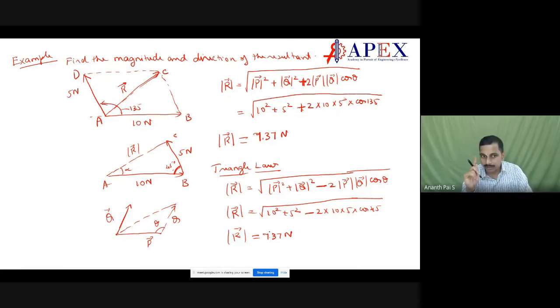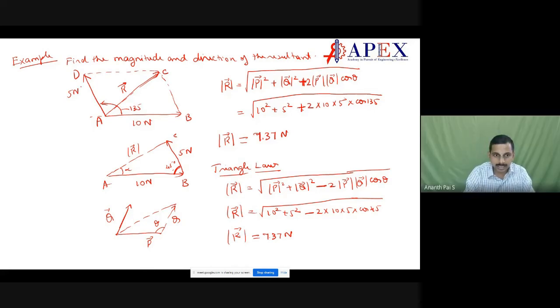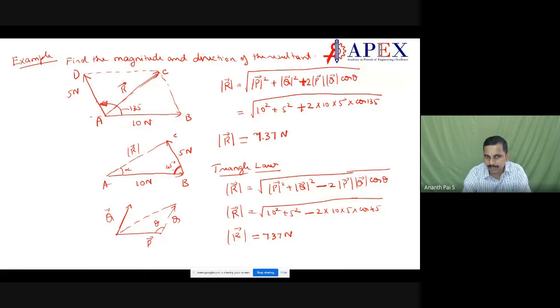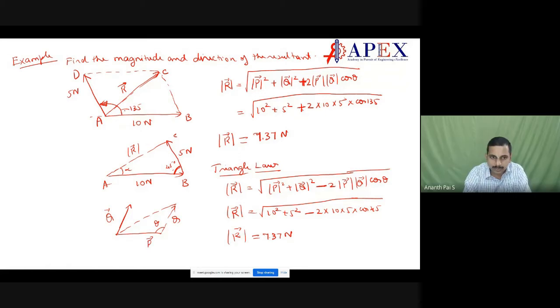Sir, what about the angle? Is it minus 135 in the first figure? You are telling in terms of clockwise and anticlockwise, is it not? Sir, this is going anticlockwise. This is positive, correct? So 135. Why should it be minus? Yes, sir, it is anticlockwise. Oh, it's plus. Okay, sir, I thought it's minus 135.